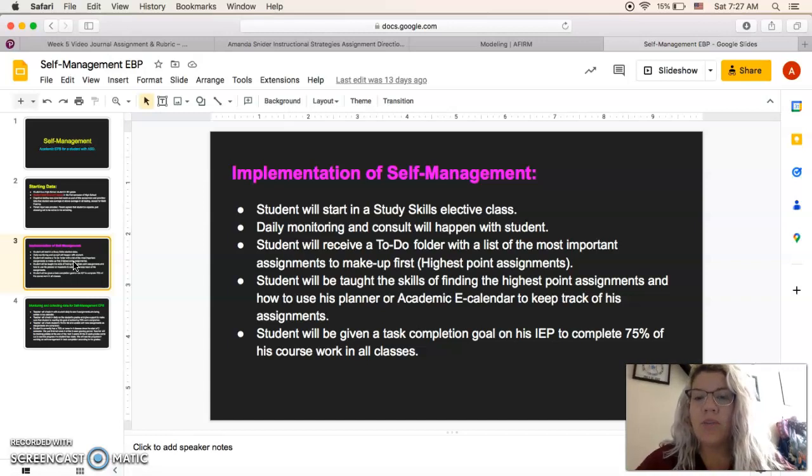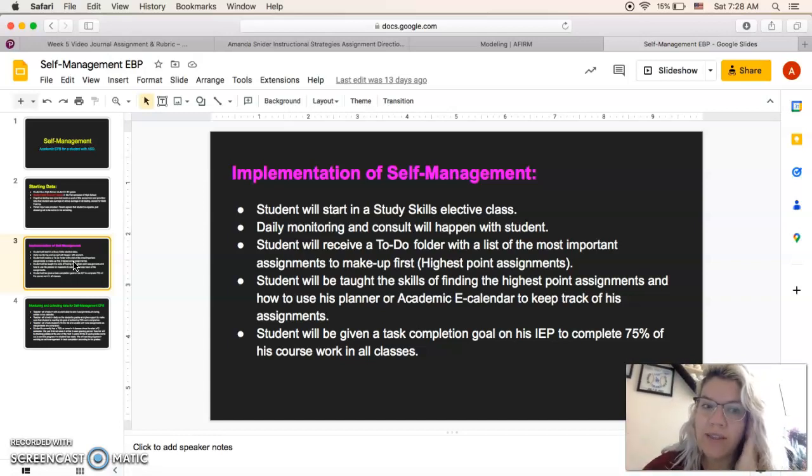Another implementation, every student in my classroom has this, so once again, I am doing this with fidelity. He has a to-do list. So each of my students has a to-do list where it tells them their class that this assignment is from, their current grade in that class, how much the assignment is worth, and then it tells them what the assignment is. And then next to that, it has a completion date where the students will write what date they have completed the assignment.